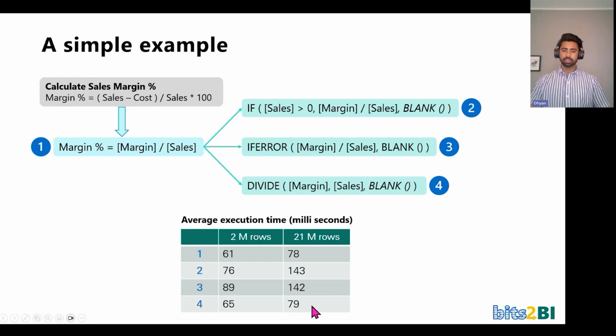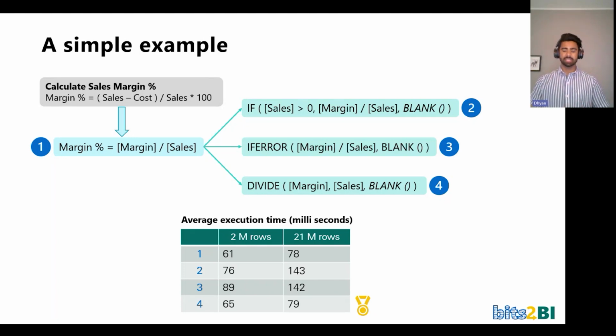But if you consider the use cases covered, the error handling part of it, the clear winner is option 4. You don't have to write any additional checks, and you can rest assured that your divide will work regardless of whether sales is zero or not. Power BI itself takes care of it. So this gave us one of our best practices right now.